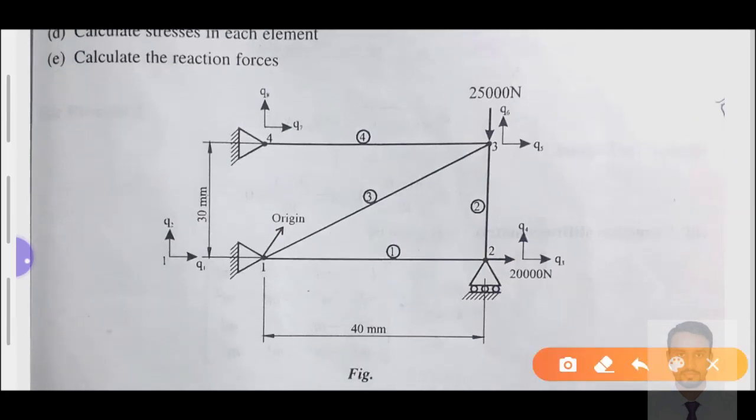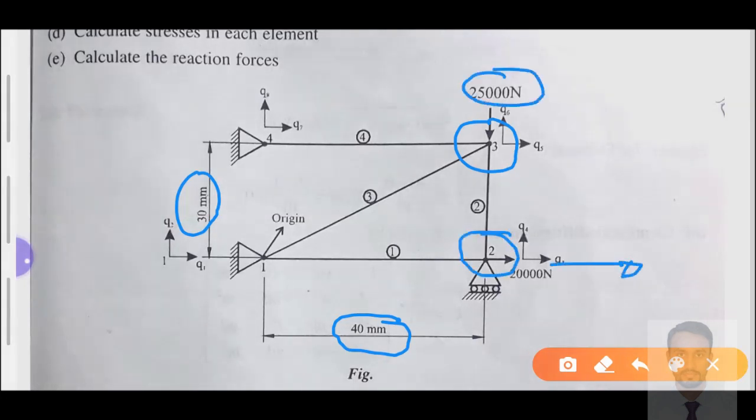Here he has given a problem with a 4 bar truss element. The length is given as 40 mm along the x-axis, along the y-axis 30 mm. And a load has been applied at this particular node. Still we don't know what that node is; later on we'll define it. Then here also a force is exerted along the x-axis, and this is along the y-axis.